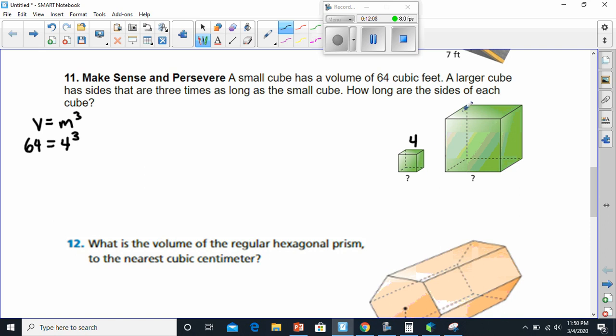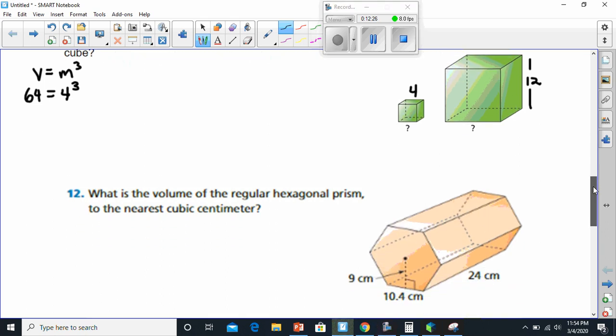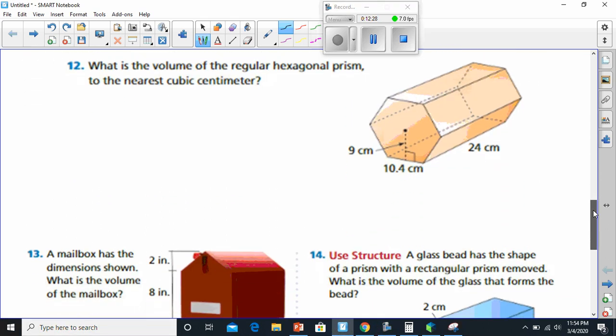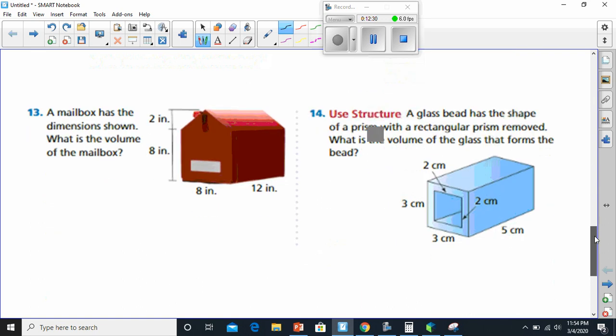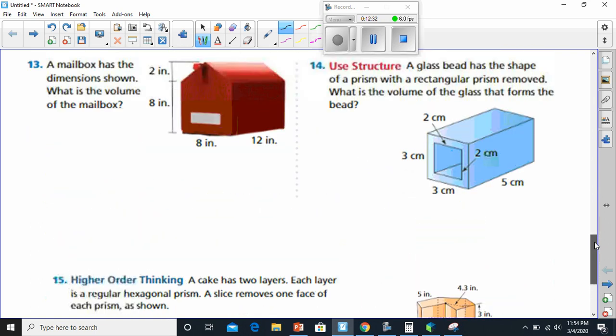Now that I know that, I know each side is 4. How long are the sides of each cube? If they're saying the larger cube has sides 3 times as long, well, 4 times 3 is 12. So that means these sides are all 12. Okay? That one turned out a little bit easier than I thought it was going to be. 12 is yours, and I believe 13 is mine.